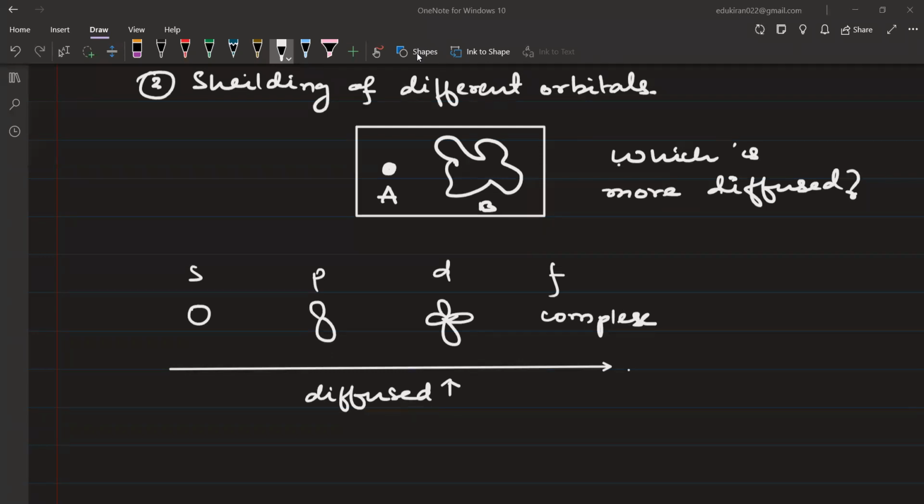What about others? Aisha, Iram, Fahad, Fatima, please tell me. Sir, can I explain it again? I'm saying that S is less diffused, then P is more diffused, D is more diffused, and F is most diffused out of these orbitals. Because as you can see, S is concentrated, and as you go towards P, D, and F, their area is also increasing, right?